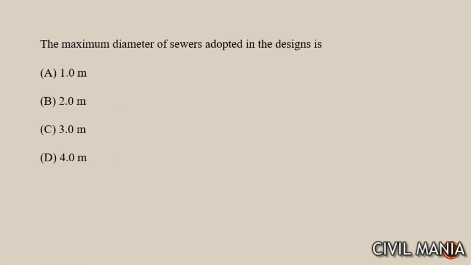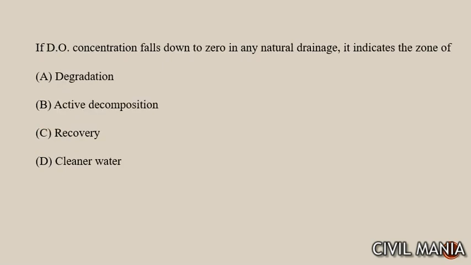The maximum diameter of sewer adopted in the design is, how much diameter will achieve? The maximum diameter will achieve in the design is 3 meter. If the dissolved oxygen concentration falls down to 0 in any natural drainage, it indicates the zone of active decomposition.